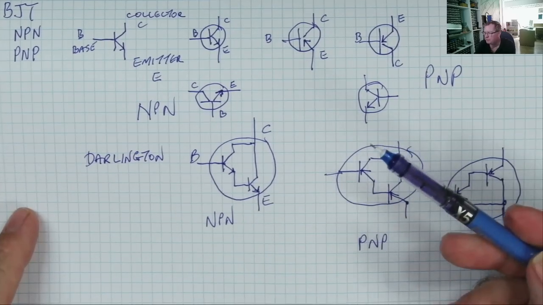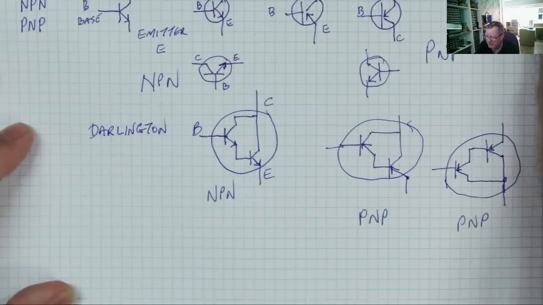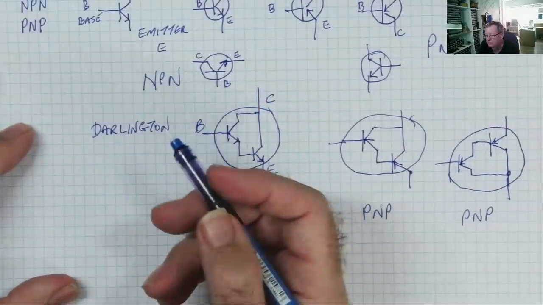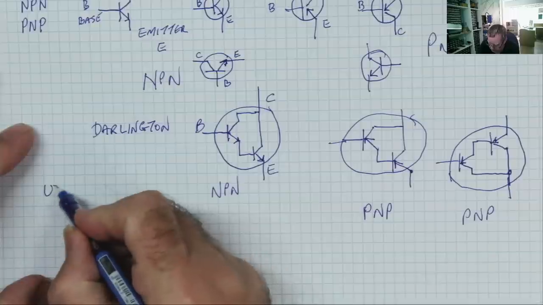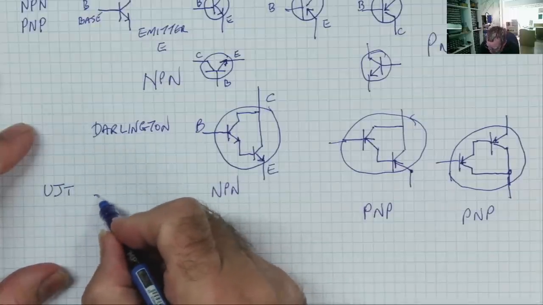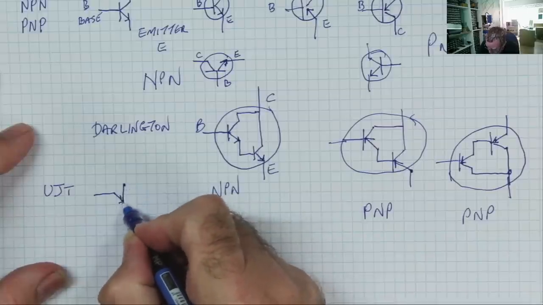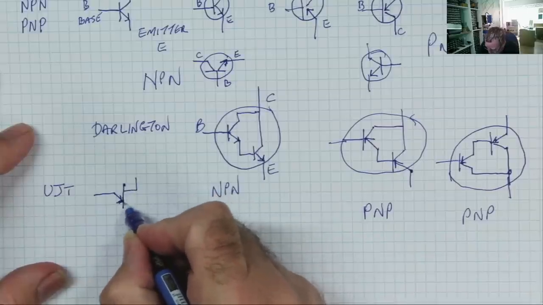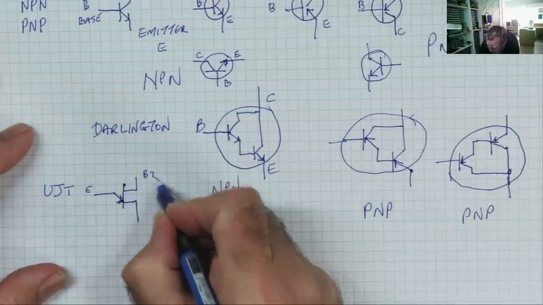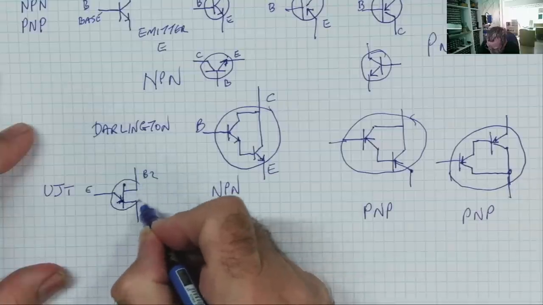Before we move on to MOSFETs, there are a couple more we should put in here for completion mainly. These are not common components, but we have unijunction transistors, commonly shortened to UJT. We have, just make sure the arrow is visible, emitter, and then these terminals are called base 2 and base 1. Okay, as before, the symbol can be in a circle.